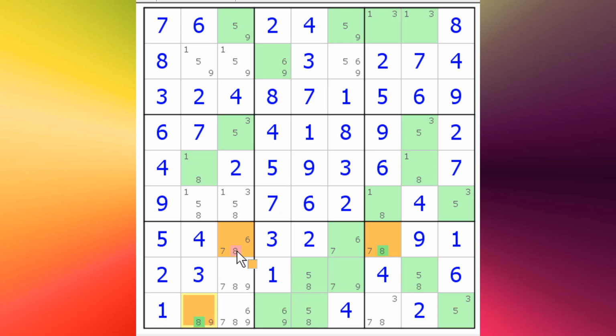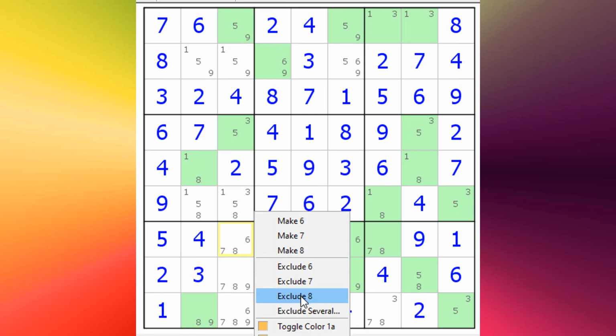Now that is depending on what way you're looking at it and whose terminology you're using. It's what I call an alternating inference chain, and it's using strong and weak links. And if you haven't come across them before, you need to go down below into the description and have a look in the various different tutorials there, and have a look for the tutorial on strong weak links and on the alternating inference chain. So going on that means we do not have an 8 here. So let's clear that up now. 8 goes.